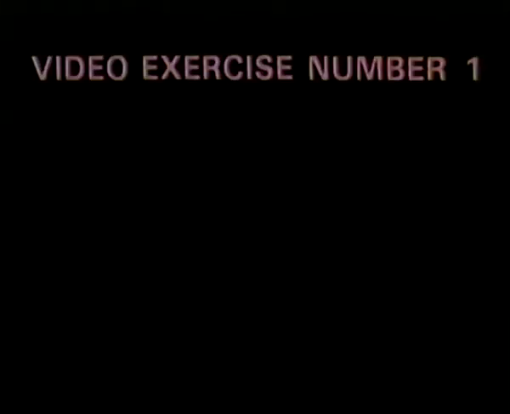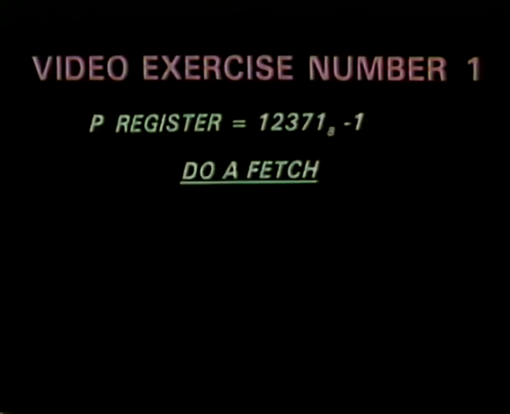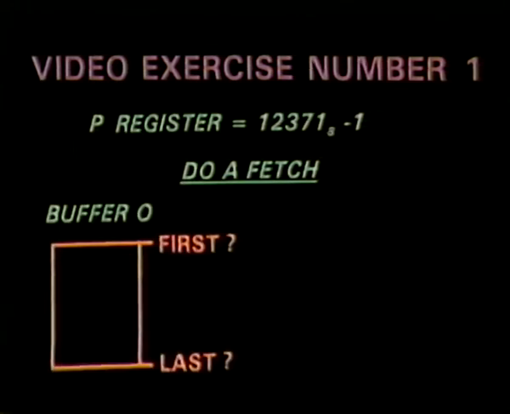Here is videotape exercise number 1 for A and S registers. The P register equals 12371 octal, parcel 1. Now we'll do a fetch operation to buffer 0. What first and last word addresses will be in buffer 0? And what will I bar 0 be equal to? This problem is also found in your course materials.